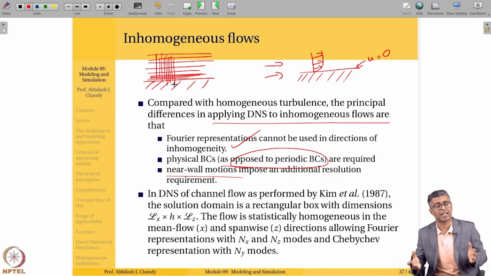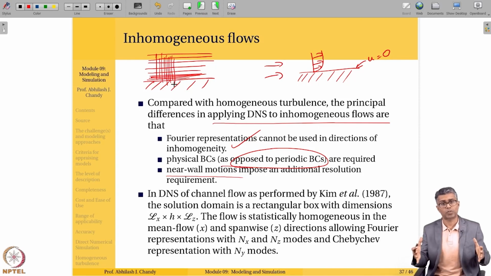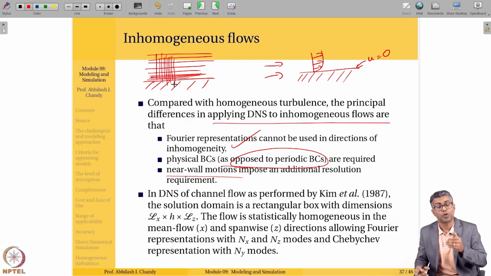In homogeneous turbulence, that is not the case. You have a box, there are no walls, and there are no additional resolution requirements to account for near some kind of boundary or in a particular location. The resolution requirement everywhere is the same in homogeneous turbulence. So that means you can have a uniform grid in homogeneous turbulence, whereas in inhomogeneous flows, you might have additional requirements because of the presence of something like a wall.